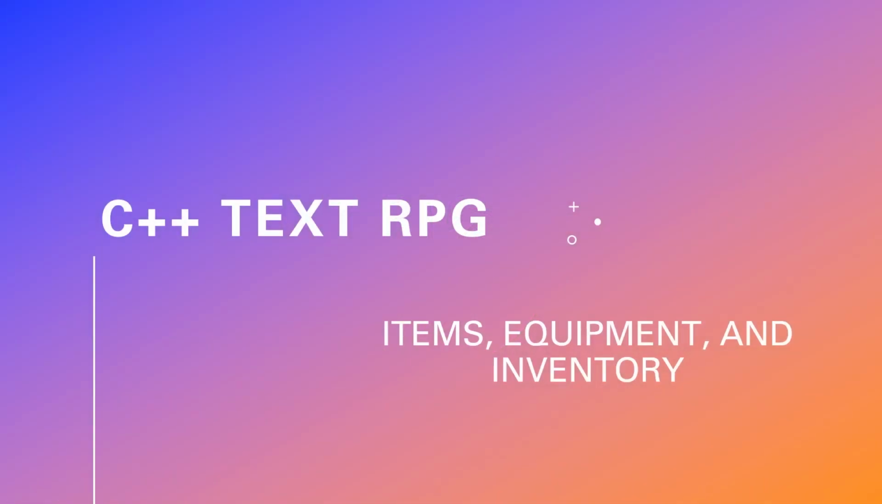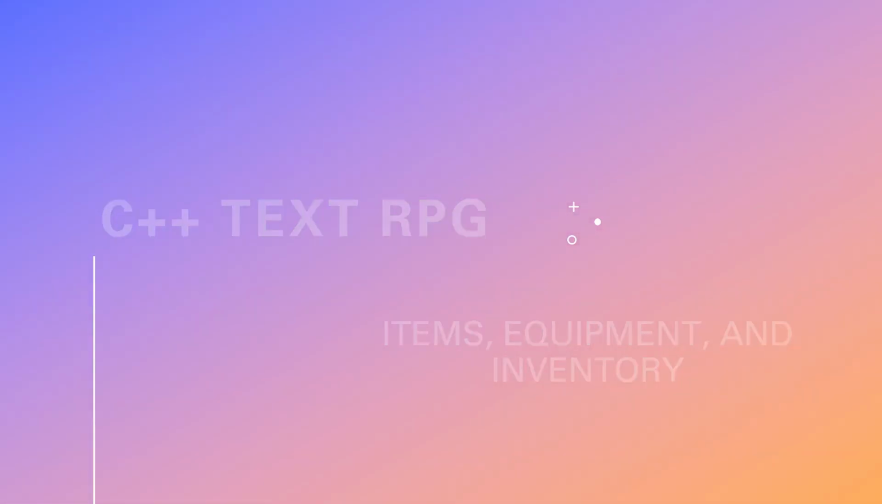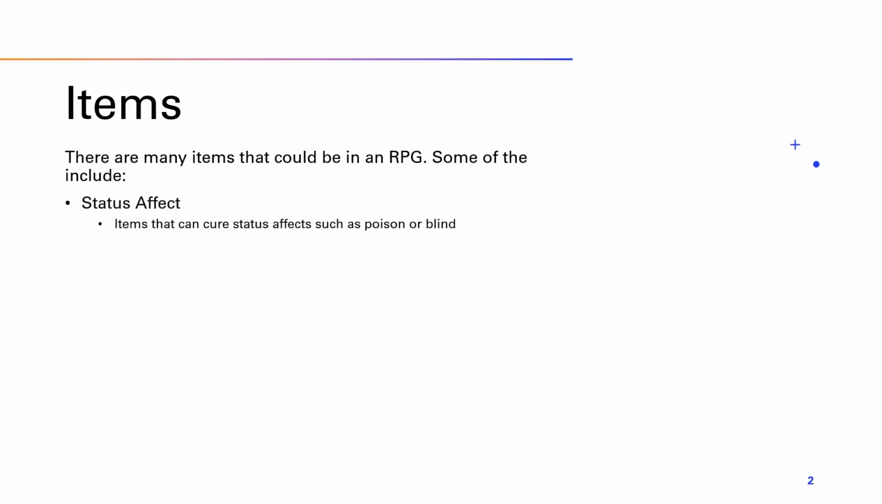Today we're going to be working on the items, equipment, and inventory classes. So what are the items? There are many items that can be used in an RPG. Some of them include status effects. These are items that can cure different status effects such as poison, blind, deafness, mute. Health items can cure the player's HP, or the health points of the player.